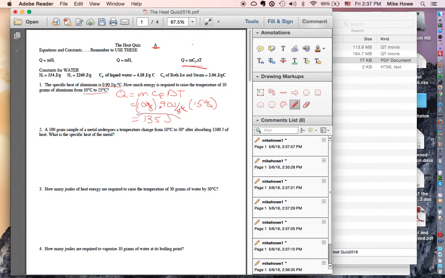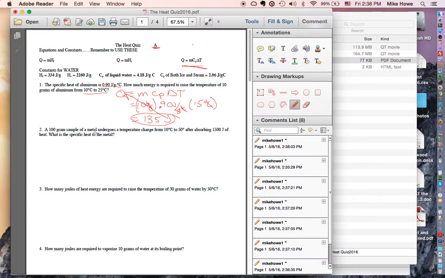So notice that joules represent Q. Cp is represented by joules per gram degree centigrade, so they are different units. Joules, plain joules, is Q. So that leads us into the next problem.